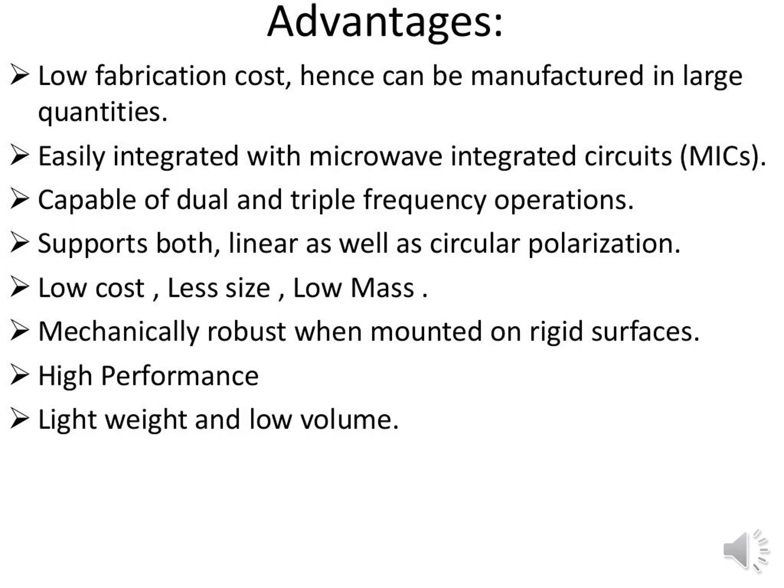Next one is advantages. First and foremost point of this particular antenna is low fabrication cost. That is, we can manufacture in large quantities, it is easily integrated with microwave integrated circuits, and it is capable of dual and triple frequency operation, as it supports both linear as well as circular polarization. The cost is low, size is small, and mass is low. It is mechanically robust when mounted on rigid surfaces, performance is high, with low weight and low volume.